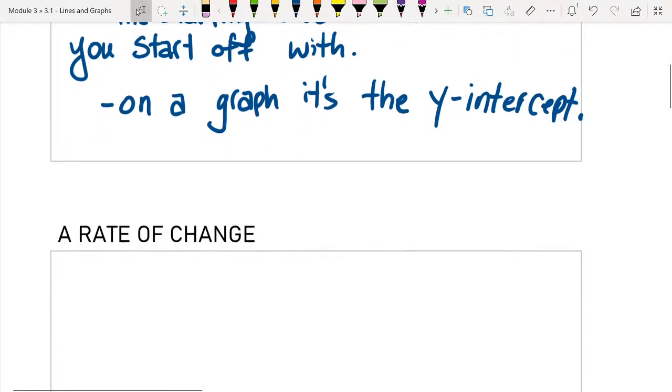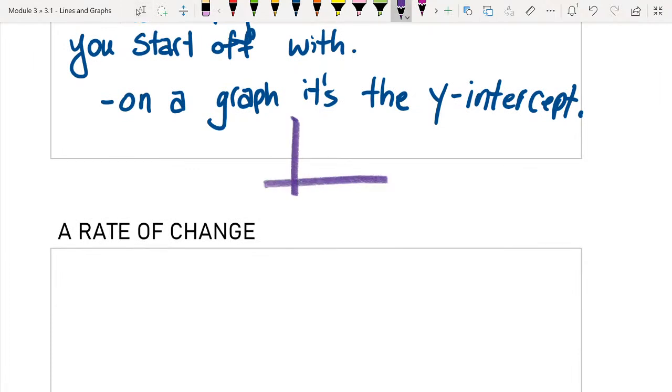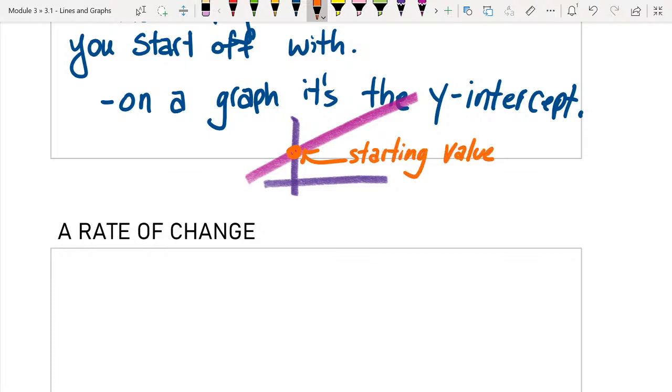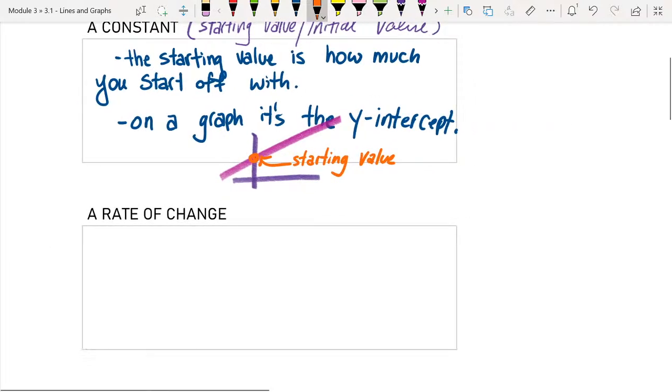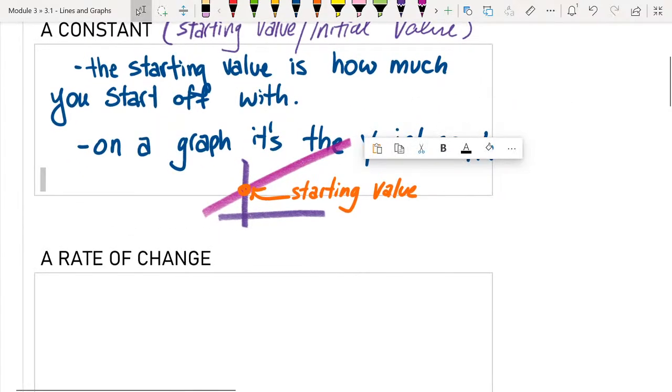So if you do a graph, and I will copy this picture so you don't necessarily have to try to draw it. But if this is our graph, that's the starting value. Does that make sense? If we draw a graph, the starting value is where that line hits the up and down axis, what we call the y-axis. That is your initial value. And we sometimes call that the constant. We sometimes call it the starting value. You can call it whatever you want. But does that make sense?